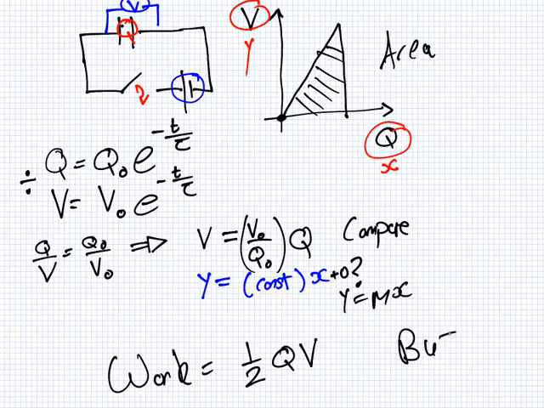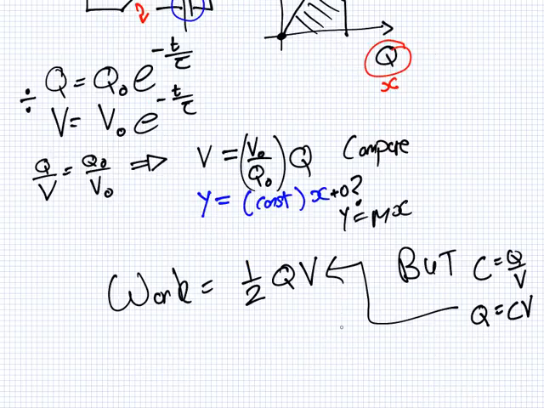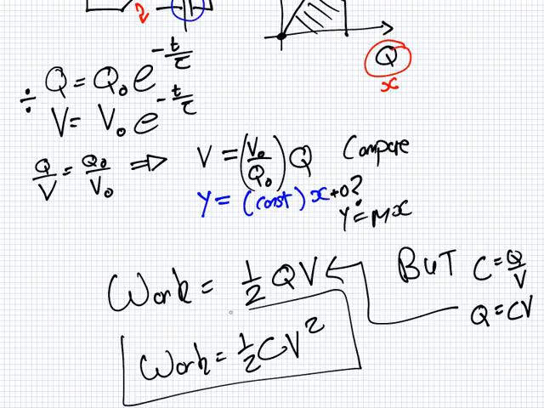But remember we have the formula C equals Q over V? So what does Q equal? CV. So if I put that back in here, we get this formula. Work is a half CV squared. So this is how much work a capacitor can do with capacitance C charged with a voltage V. It's how much energy is stored in the capacitor.